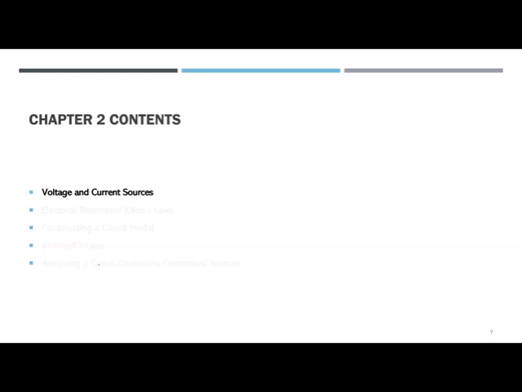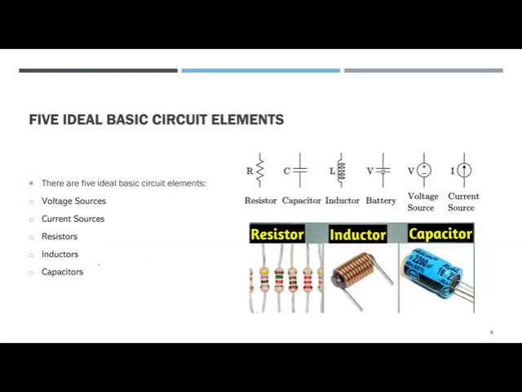Okay, so voltage and current sources. First, I want to make it clear that in a circuit there are five basic circuit elements. Well, there are a lot of elements or components which make up a circuit. However, for my class, circuit analysis 1 this semester, we have only these five components. The first one is the resistor.